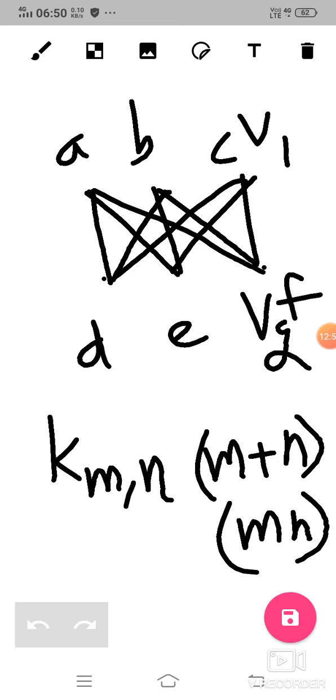You can see the above example. You can just count the number of vertices. Here the number of vertices is 6, because V1 contains 3 vertices and V2 contains 3 vertices, so 3 plus 3 is 6. And if you count the number of edges in K3,3, the total number of edges is 9. And if you go with the formula, it is m into n, so it is 3 into 3, which is 9.